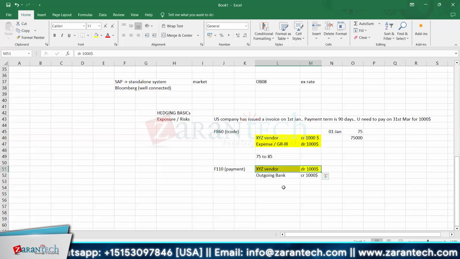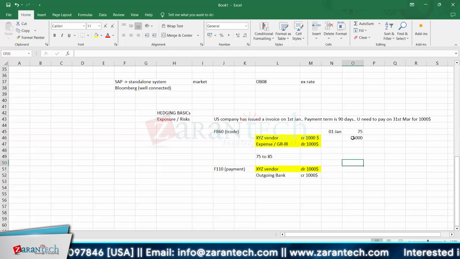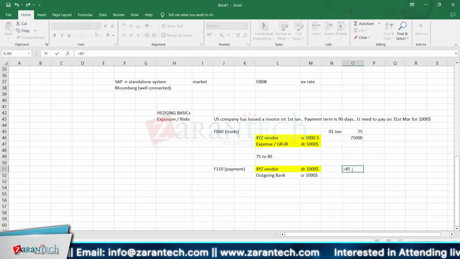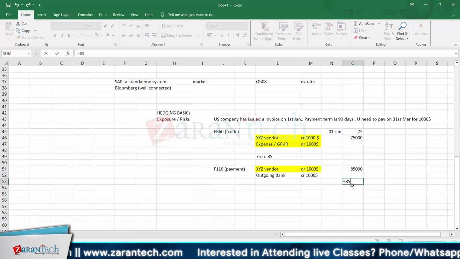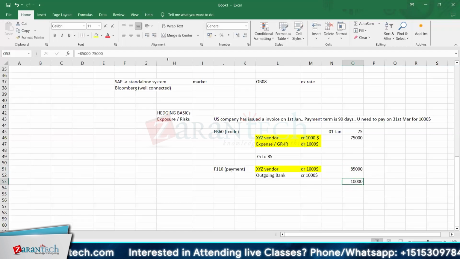But for you, since the rate has changed, it was previously 75 and now it is 85, you have to pay 85 into 1,000. So you're going to pay 85,000. That means you will have a realized loss of 85,000 minus 75,000, because you have to pay this 10,000 INR from your pocket. So this is the risk with every vendor invoice.